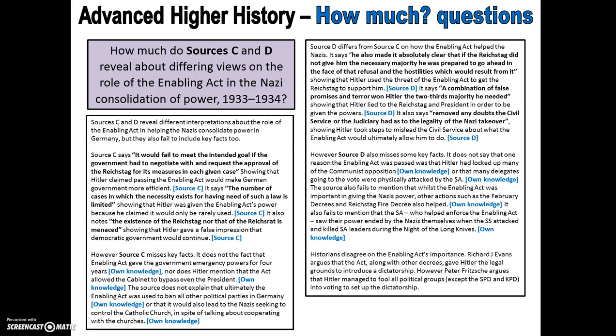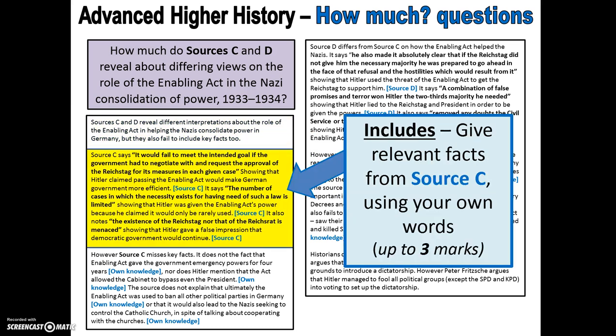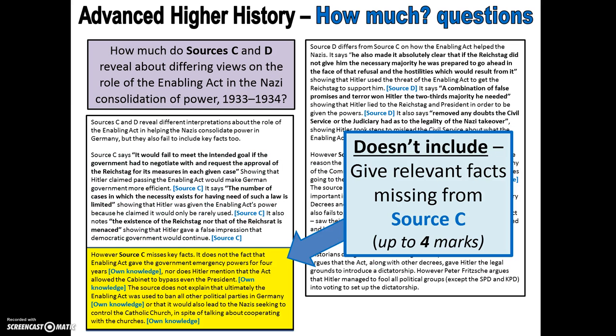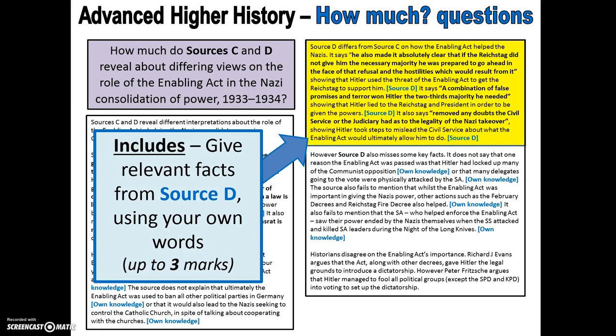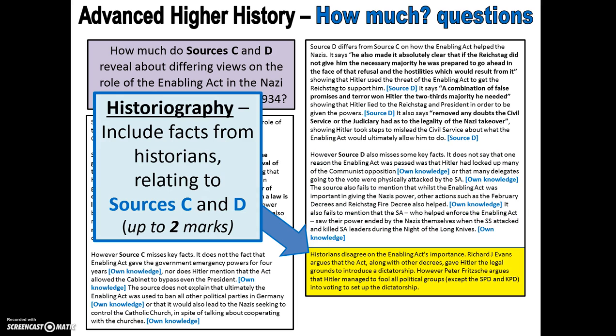Let's look at the answer in summary. We start off by giving an overall summary about what the two sources believe about the issue named in the question. We go on to give up to 3 facts from source C, giving the quote and then explaining its relevance. In this case, we then give 4 facts from our own knowledge. We give a further 3 facts which are included from source D, again explaining their relevance. A further 4 marks from our own knowledge, 8 in total. And finally, we give 2 historians' views. This is our 16 marks.